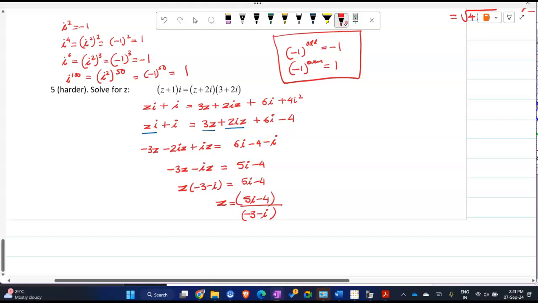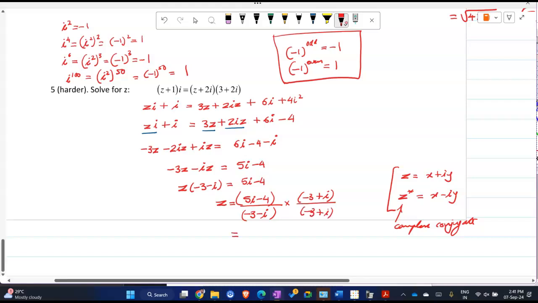You know how to divide? Then you multiply by the complex conjugate. See, if your z is equal to x plus iy, its complex conjugate z star is x minus iy. That's called the complex conjugate. So whenever you're dividing, you have to multiply and divide by the complex conjugate, which is like the opposite. So minus 3 plus i over minus 3 plus i.